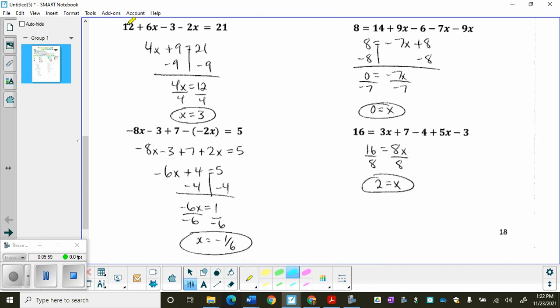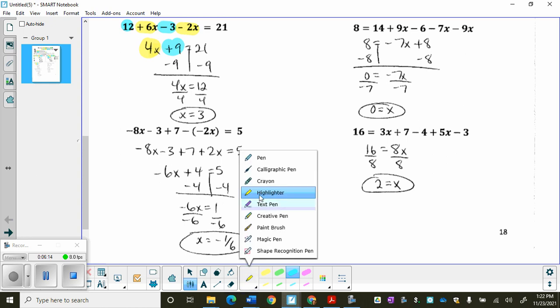All right, so for this one, I've got a positive 12 and a negative 3. And then I also have 6x's and negative 2x's. So 6 minus 2x's is my 4x. And then 12 minus 3 is 9. So we've combined like terms. Now we're just going to drop the line and solve.